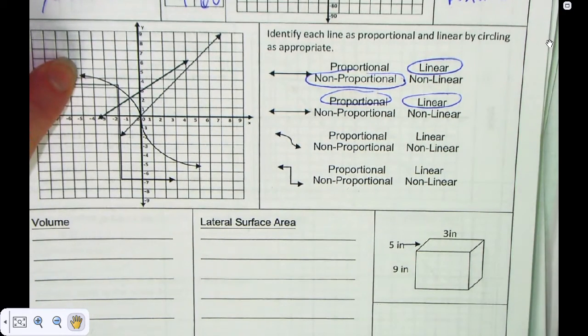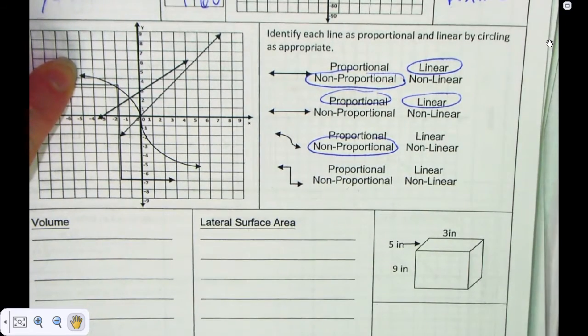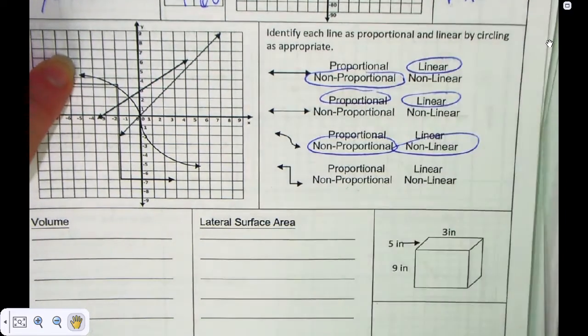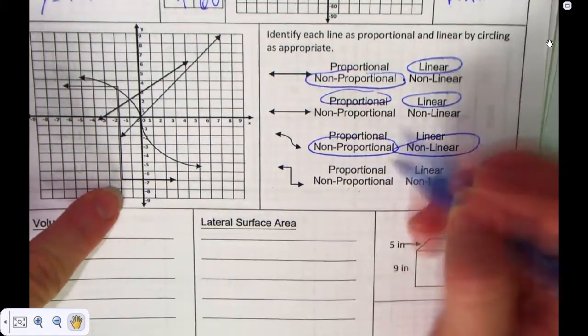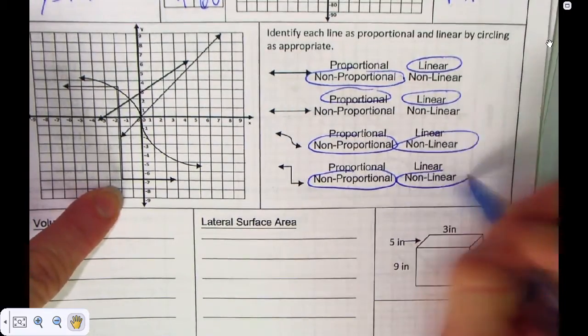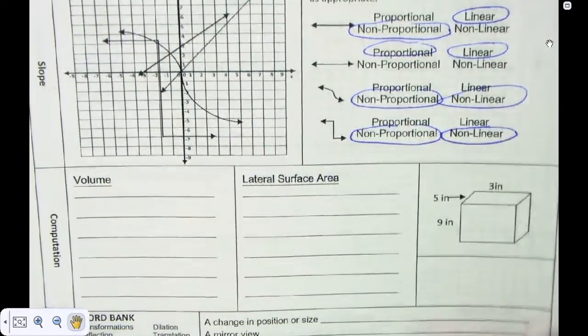Is it proportional? No. It does go through 0, 0, but what's wrong with it? It's squiggly, I guess we call it. Squiggly, that's a good word. It's squiggly. It's not linear. So it's non-linear. Okay, now look at the Z. Is it proportional? No. Is it linear? No.